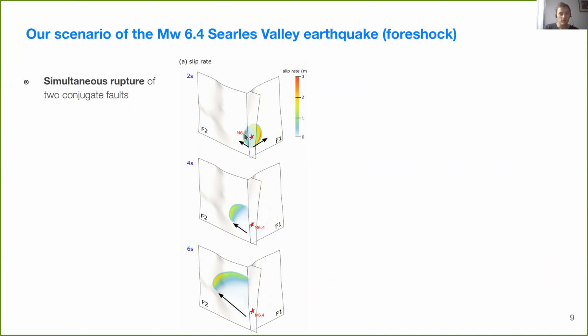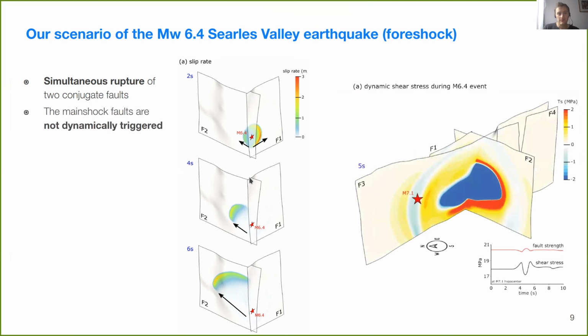It involved mostly two faults, F1, which is parallel to the largest fault of the main shock, and F2, which is perpendicular, a conjugate fault. Rupture is nucleated on F1 and quickly branches to F2. Rupture terminates quickly on F1, but is able to propagate weakly on F2, then it gains momentum and breaks all of F2. Quite interestingly, in our model, the main shock fault is not triggered, so there's no branching.